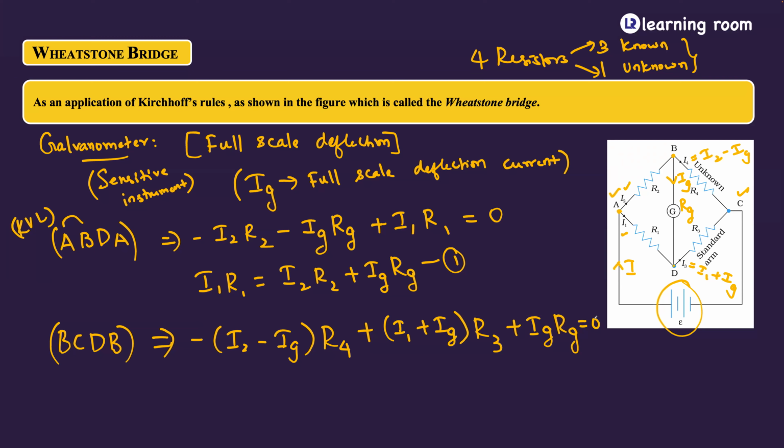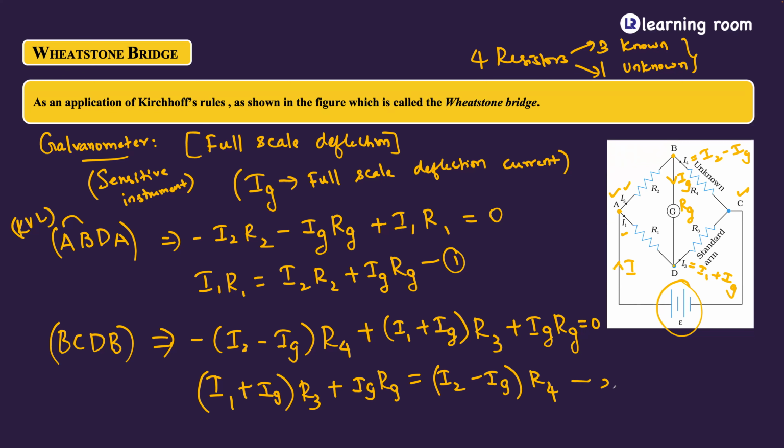So when I take this into consideration, if I leave the positive terms on the left hand side, I'll get I1 plus Ig into R3 plus Ig into Rg is equal to I2 minus Ig into R4. Let me call this equation number 2.